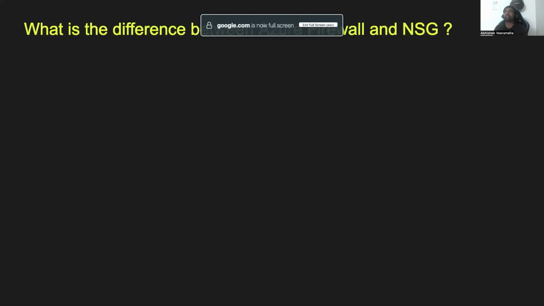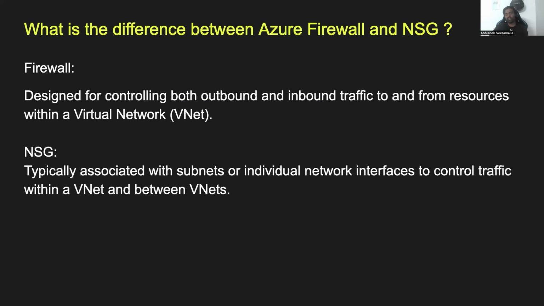Let's move to the next question. What is the difference between Azure Firewall and NSG? This is very simple. Firewalls are applied for both inbound and outbound traffic for a particular virtual network, whereas NSGs are usually applied for the VMs or for the subnets. So mostly we were playing around with the virtual machines. So we applied NSGs to the virtual machine and we have been trying out.